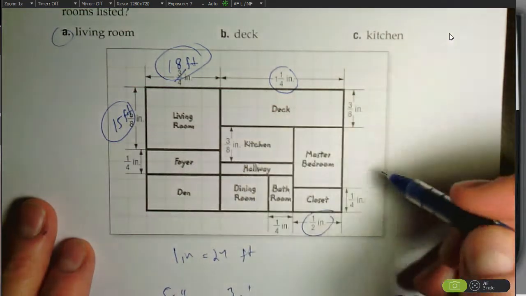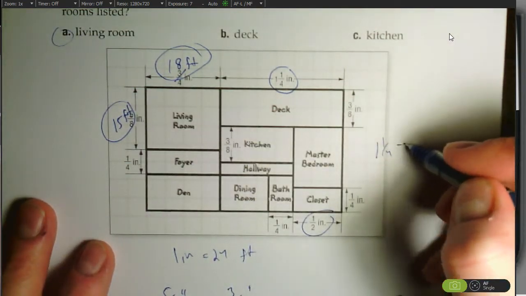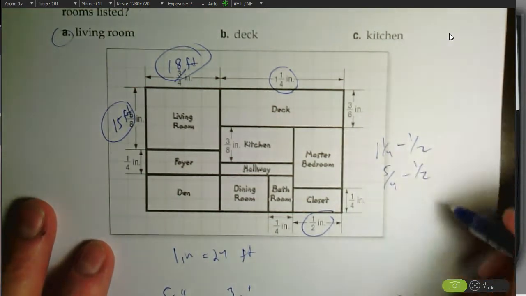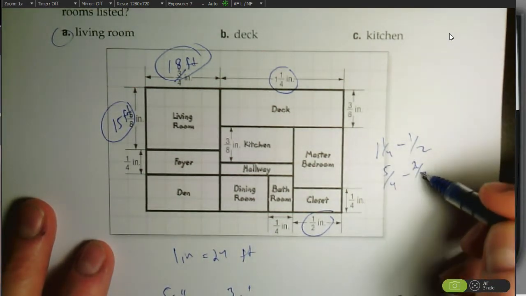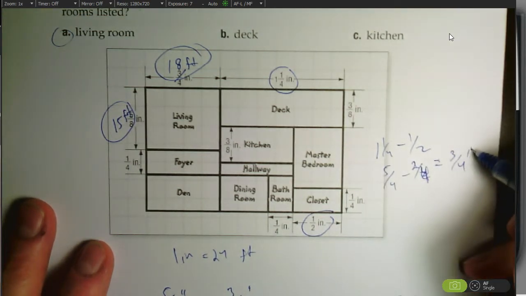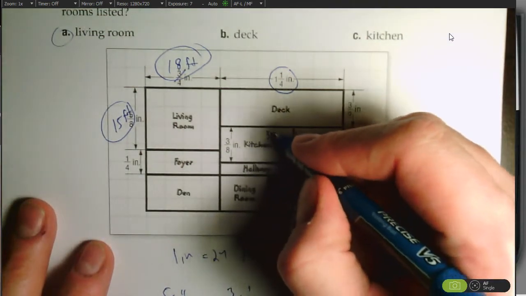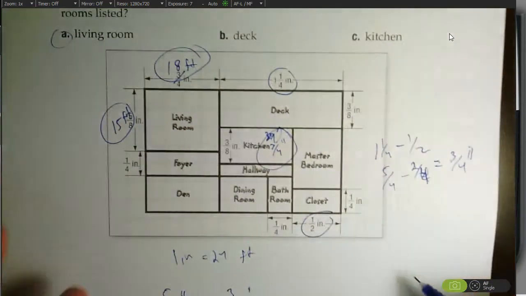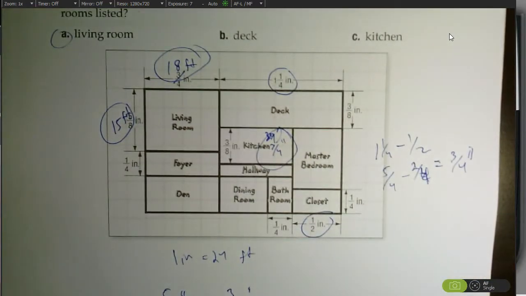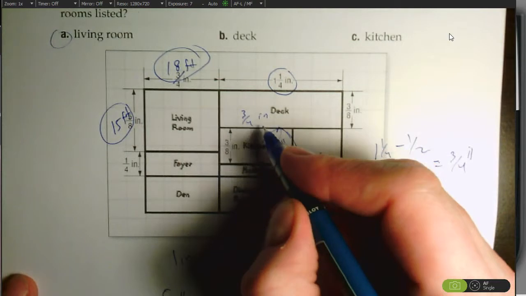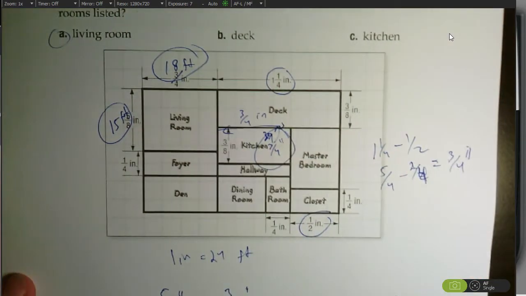So this guy here will be 1 1/4 minus 1/2. That's 5/4 minus 1/2. Make this into fourths, it'd be 2/4. So 5/4 minus 2/4 is 3/4 inches. And then that's what we would use then: 3/8 inches this way by 3/4 inches this way.